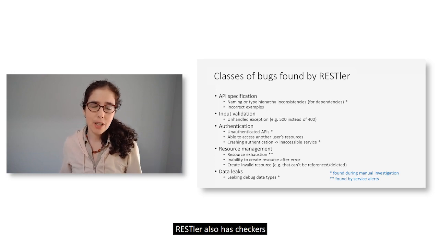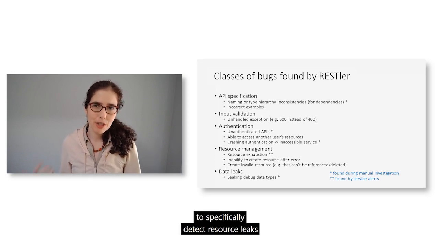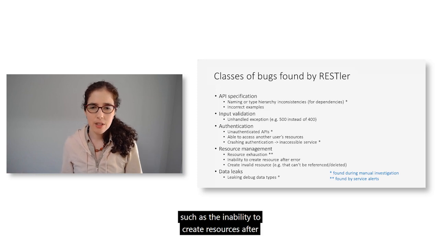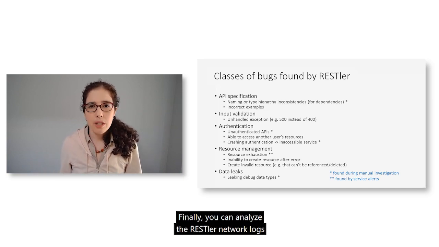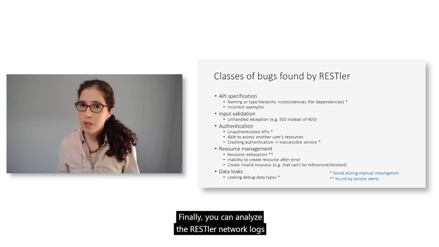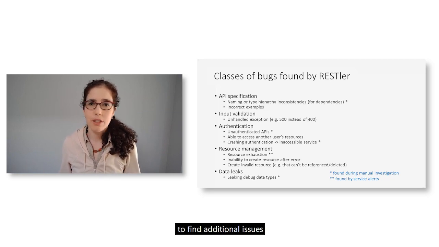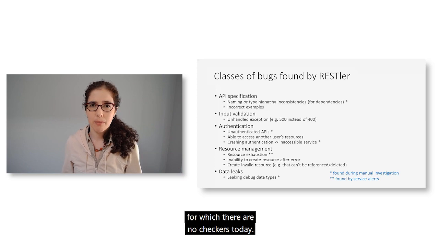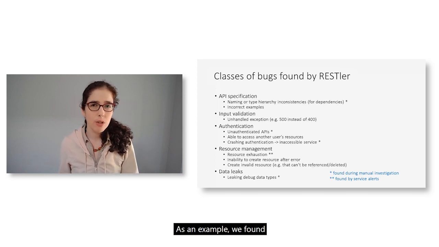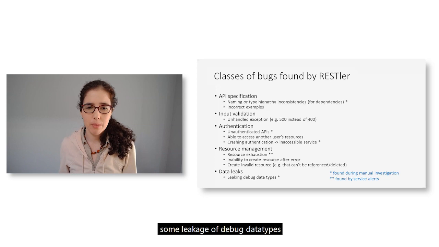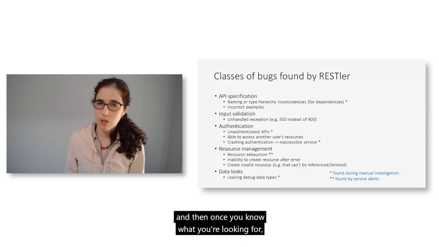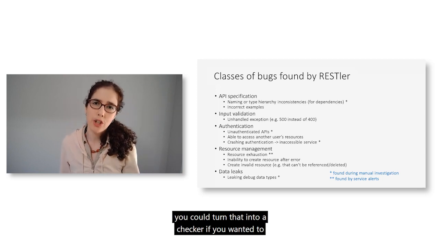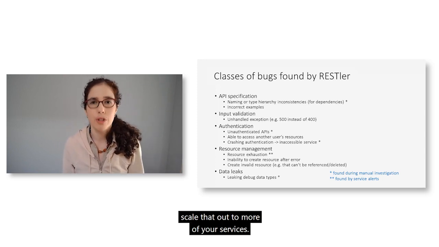RESTler also has checkers to specifically detect resource leaks, such as the inability to create resources after errors or creating invalid resources. And finally, you can analyze the RESTler network logs to find additional issues for which there are no checkers today. As an example, we found some leakage of debug data types just by examining the logs. Once you know what you're looking for, you could turn that into a checker if you wanted to scale that out to more of your services.